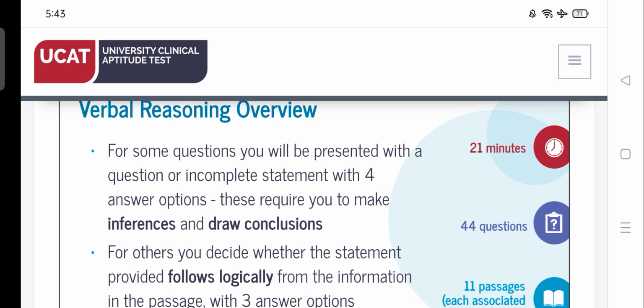For some questions, you will be presented with the question or incomplete statement with 4 answer options. These require you to make inferences and draw conclusions. Okay, there are some questions in which there is a question included or only an incomplete statement which you have to complete from the options that are given below. And this portion will have 4 answer options and you have to choose the only one correct option.